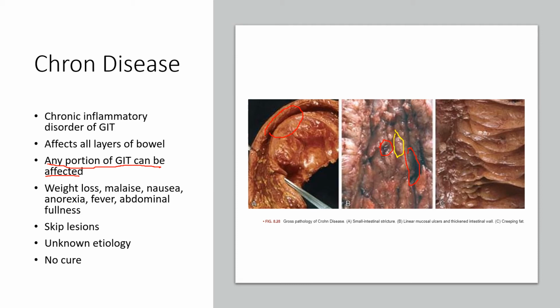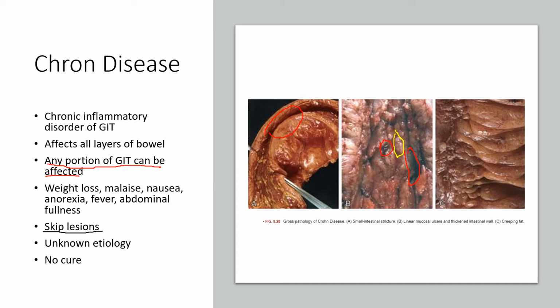So a big thing about Crohn's disease is going to have what's known as skip lesions. So there's going to be segments of areas that are massively inflamed, and then it's going to skip a segment of the bowel, and then there's going to be another segment that's massively inflamed. So those are the skip lesions.